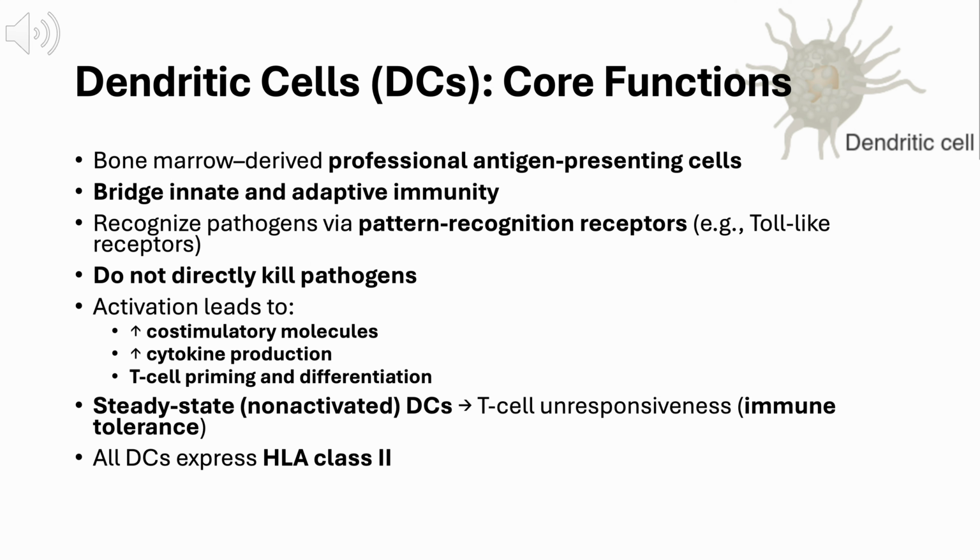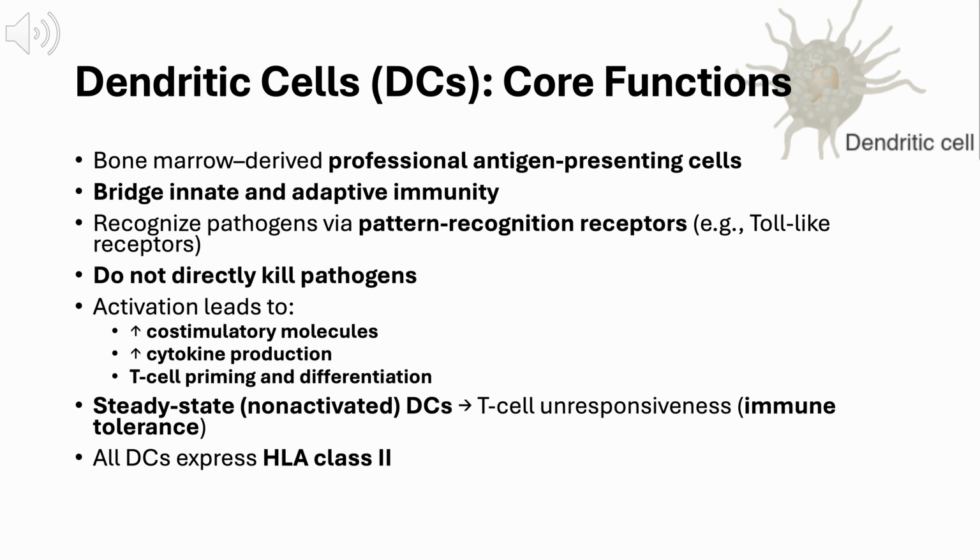Now let's talk about dendritic cells. These are bone marrow-derived professional antigen-presenting cells and serve as one of the most important links between innate and adaptive immunity. They recognize pathogens through pattern recognition receptors, including toll-like receptors. But unlike neutrophils and macrophages, their primary role is not direct pathogen killing.